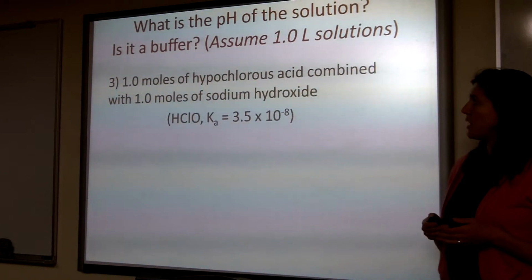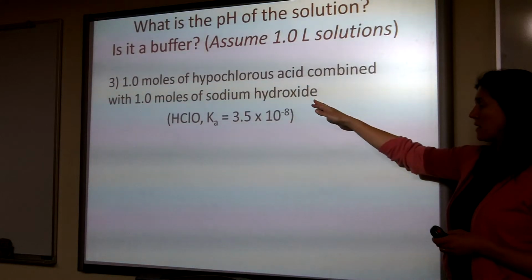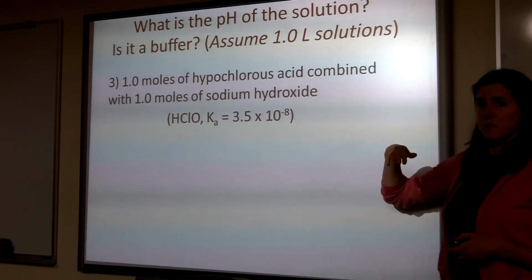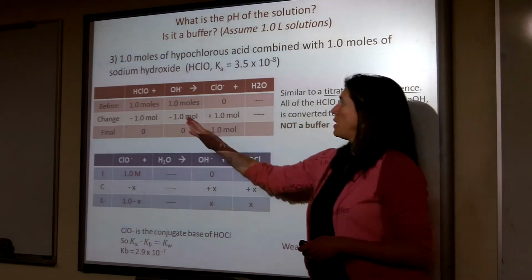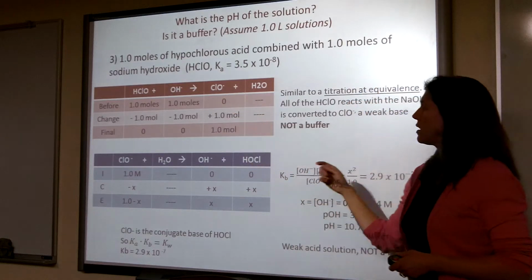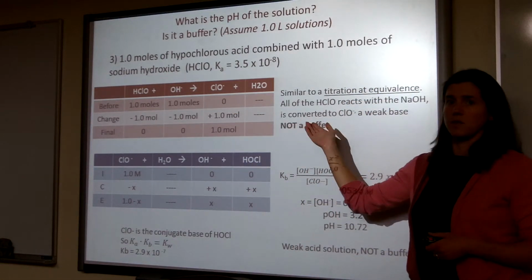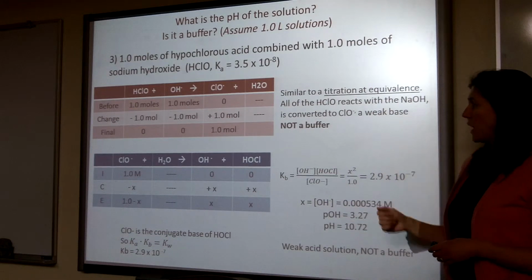In this case, you'll find that you have added equal amounts of moles of a weak acid and a strong base. So this is like you're at the equivalence point of a titration. So what happens here is all of your weak acid will react with your strong base, and you will have 1 mole of conjugate base left over in your solution. So what you have now is a solution of the conjugate base.